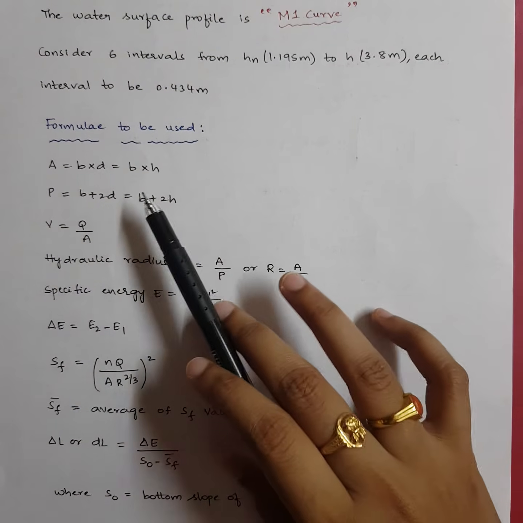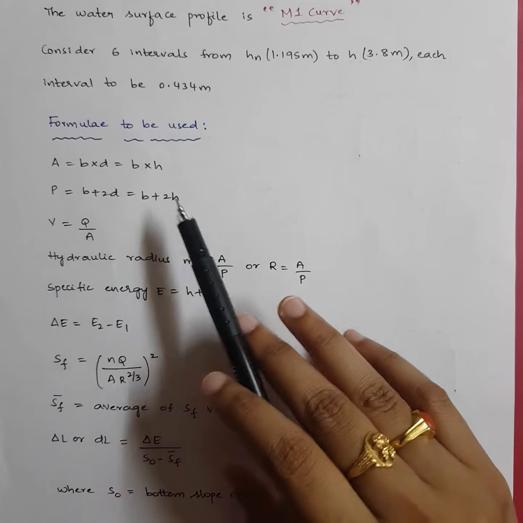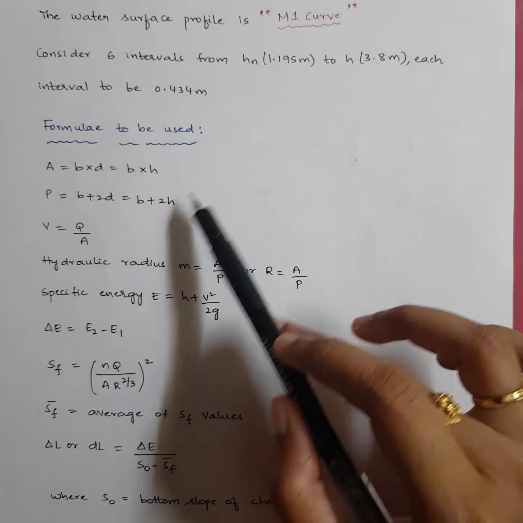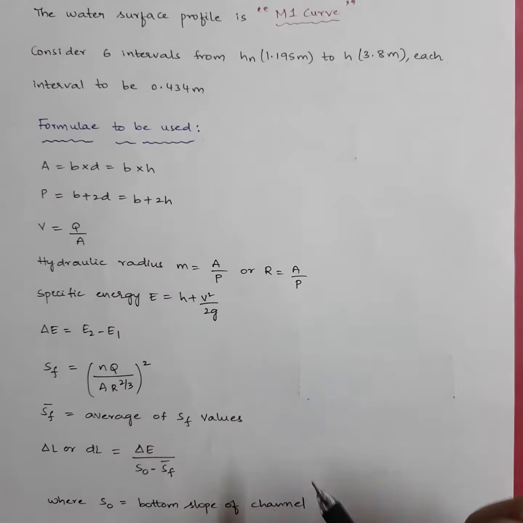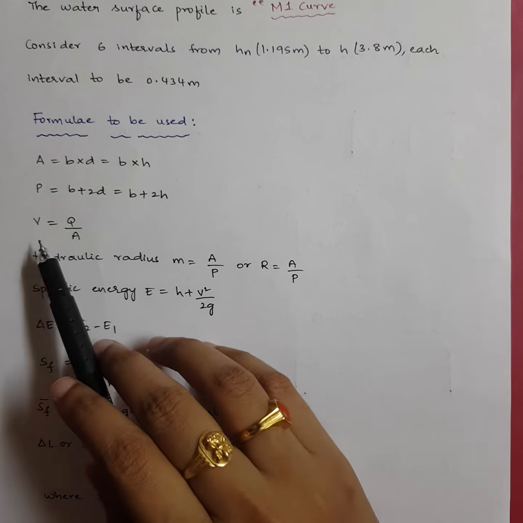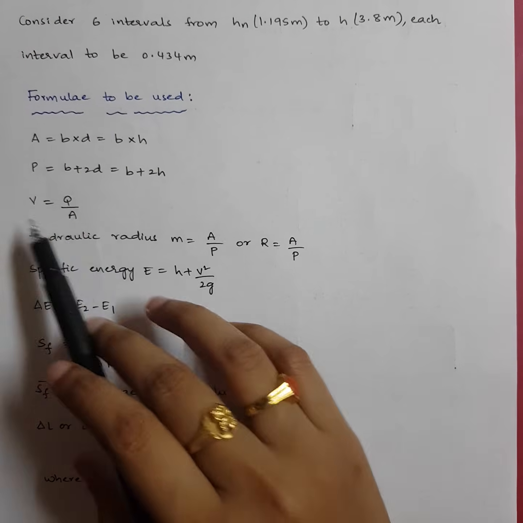So the area formula is B into H. Next, wetted perimeter is B plus 2H. These two values depend upon the channel geometry. For a trapezoid, the values will change. This is for a rectangle, so I have put the formulas for a rectangle. Then velocity is Q by A. Why? Because Q is A into V.